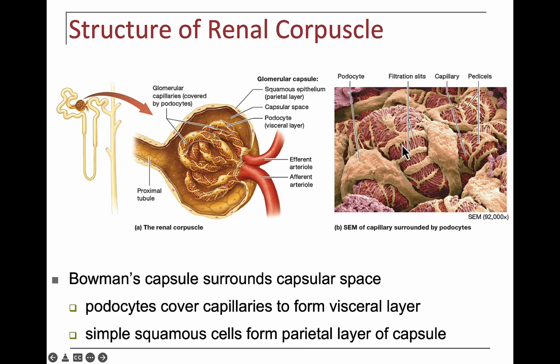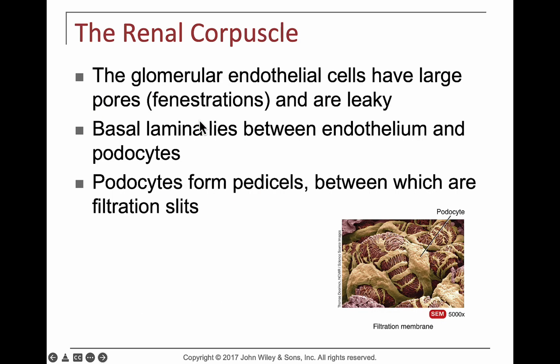So if we look at a scanning electron microscope figure, we see those podocytes with foot-like processes. The feet coming off of the cells called podocytes on this visceral layer of the corpuscle on the glomerular capillary beds, these are called pedicles. So think of pedicles. They are foot processes. And they're simple squamous cells forming that parietal layer. So this renal corpuscle is lined by a very thin Bowman's capsule of just simple squamous epithelium.